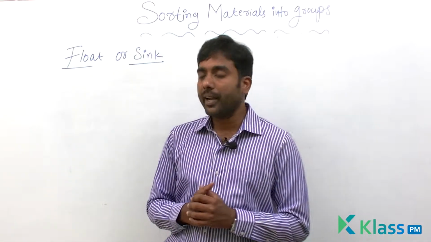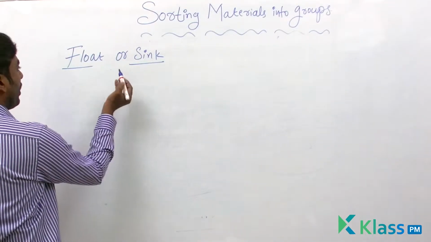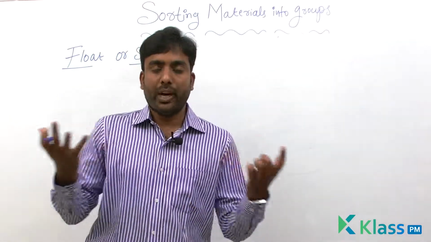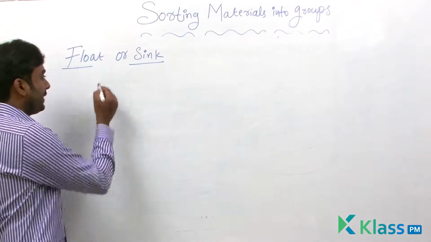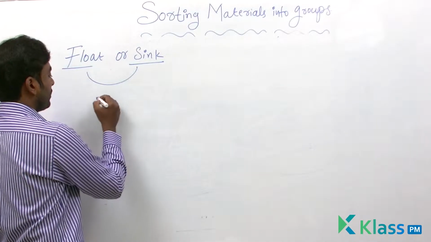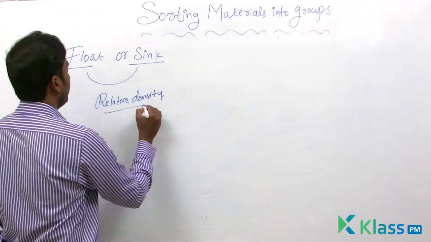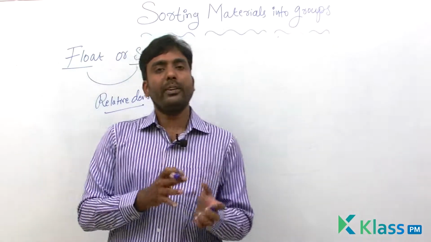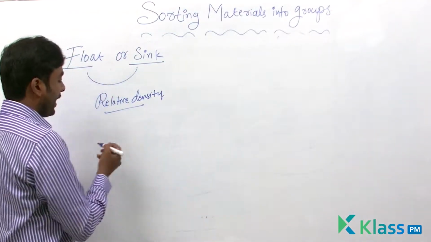Okay, so as usual we are classifying them based on whether they are floating or sinking into the water, two types: floating materials and sinking materials in the water. So for these two things, what is the basic concept? It is relative density. Relative density means comparing the density of different substances with a standard density. Generally, water density is taken as the standard density.